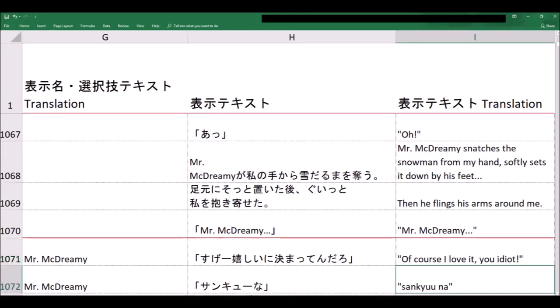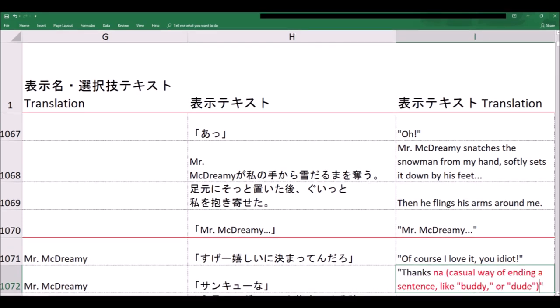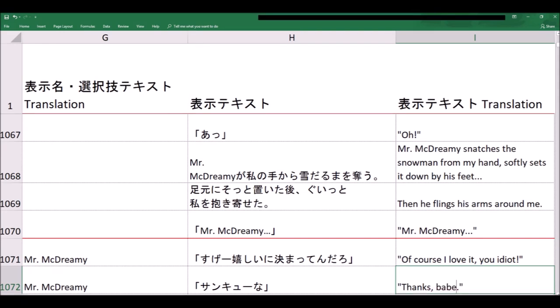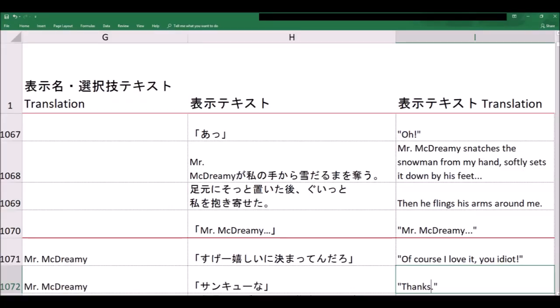And the last line, sankyu na, that's basically English. Thanks. The na at the end makes it casual, kind of like bro, or dude, or man, or babe, if we wanted to go there. But he's not the kind of guy who would call her babe, so I went with just plain thanks.